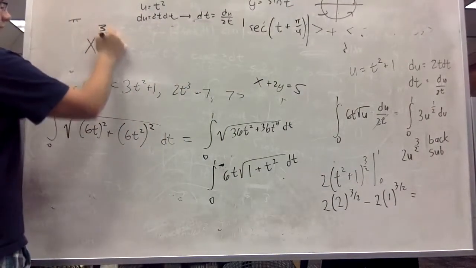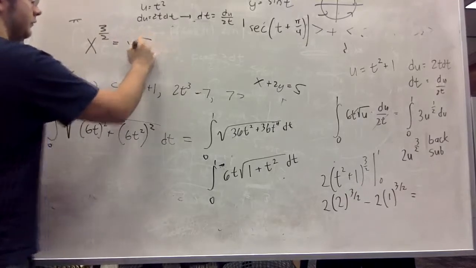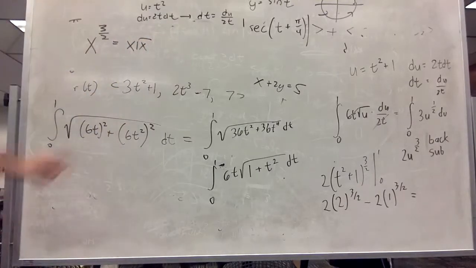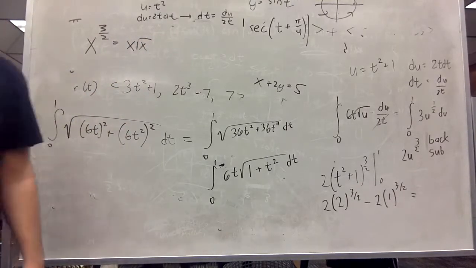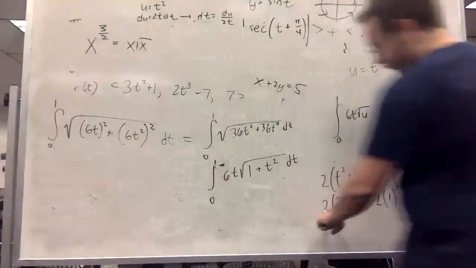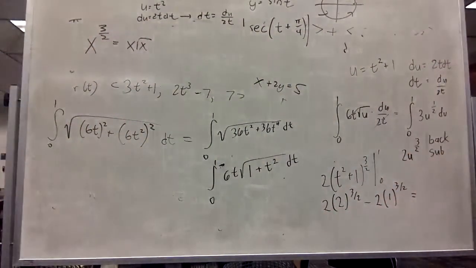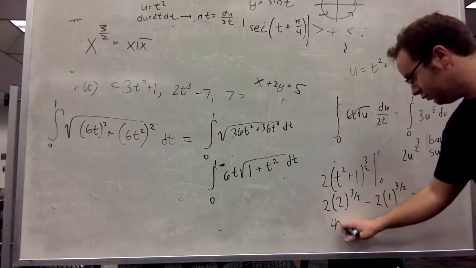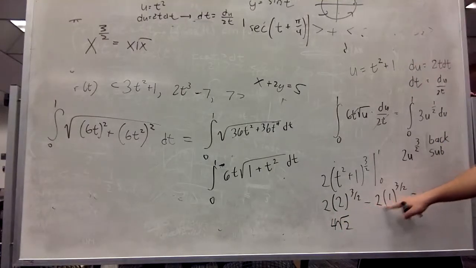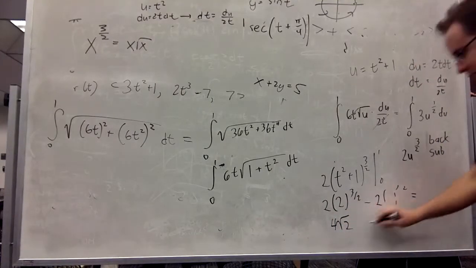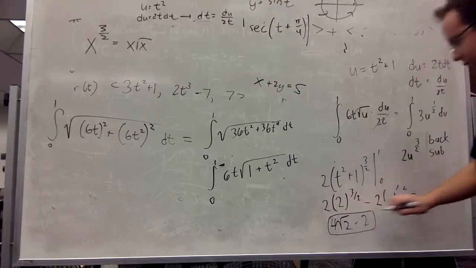x to the 3 halves is x root x. Makes things easy. So whenever I see 2 to the 3 halves, it's the same thing as 2 root 2. So I have 2 times 2 root 2. 2 times 2 root 2 is 4 root 2. Minus 2. 1 to the 3 halves is 1. Minus 1 minus 2. This is your arc length.